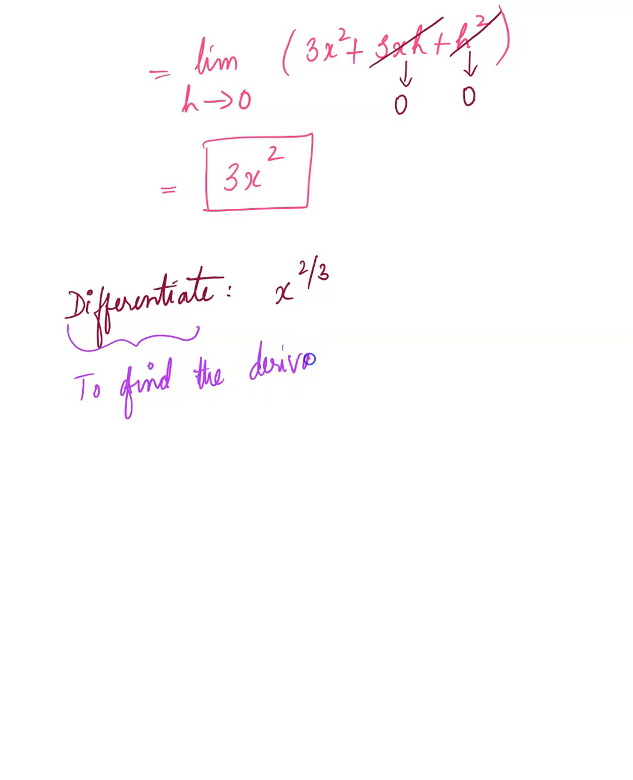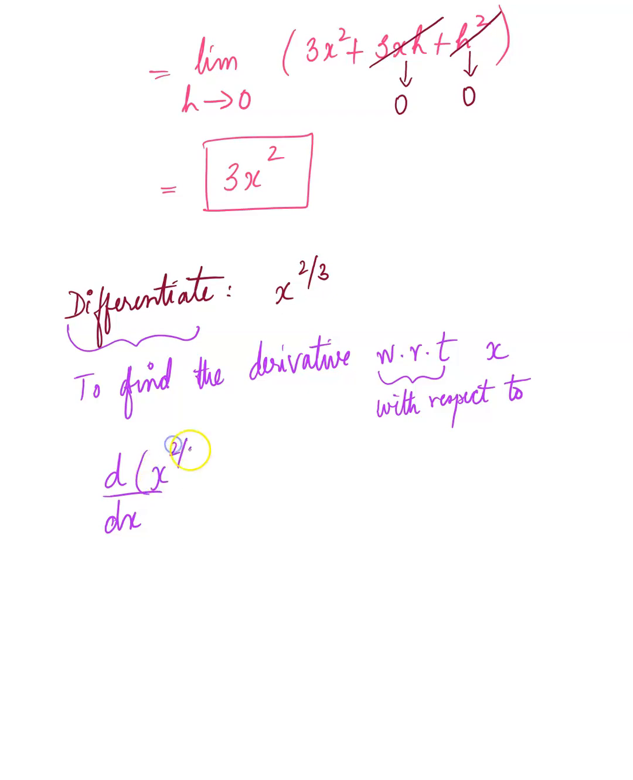And they didn't say explicitly dy over dx. But we know that we're trying to find the derivative with respect to, WRT stands for with respect to, the variable x. That helps us to do this as dy over dx. There is no y in the problem, so you can write it as dy over dx. Or if you didn't want to introduce something that was not in the problem, you'll simply say derivative of x power 2 over 3 with respect to x. So d over dx of x power 2 over 3.